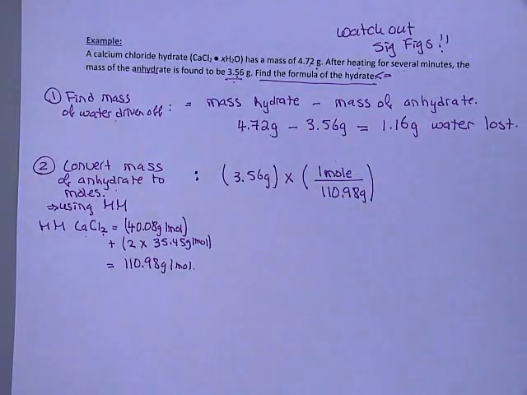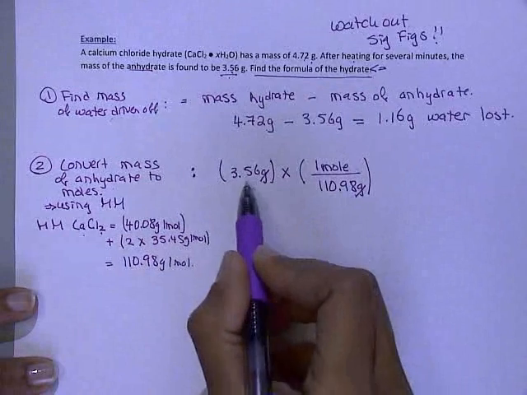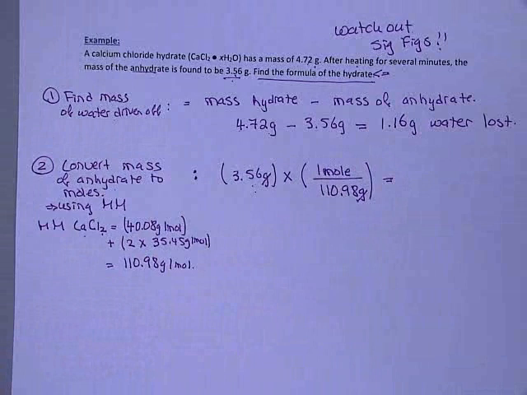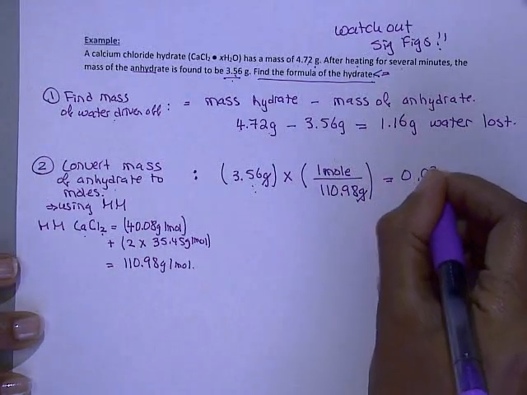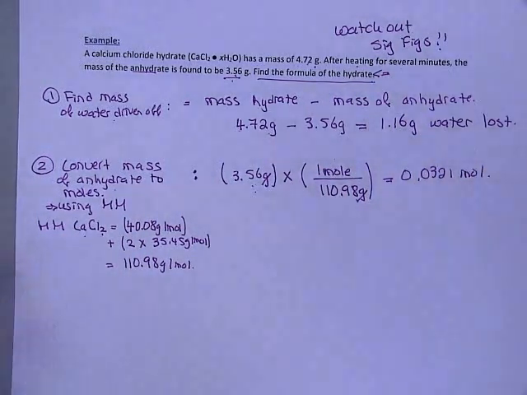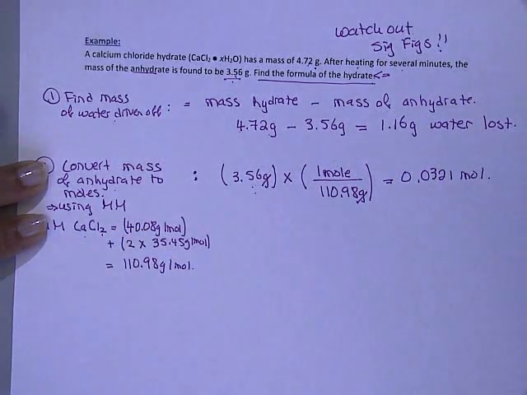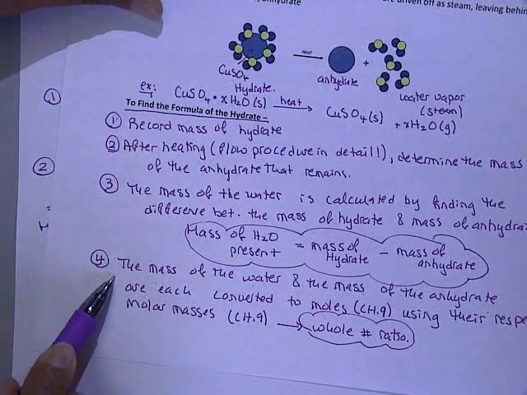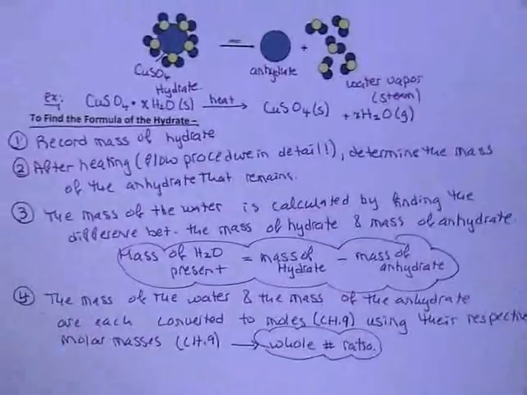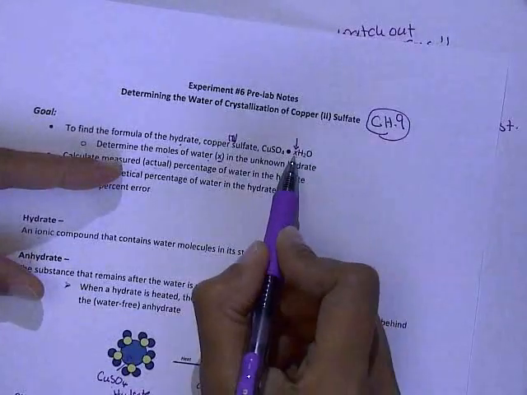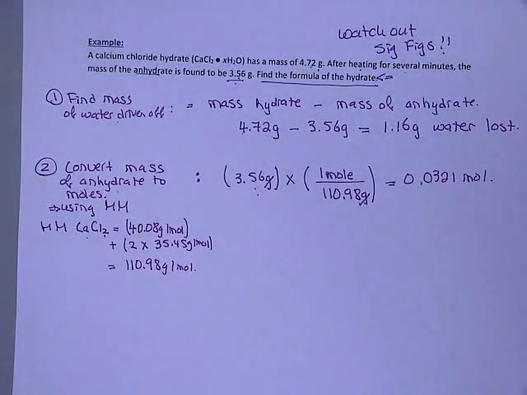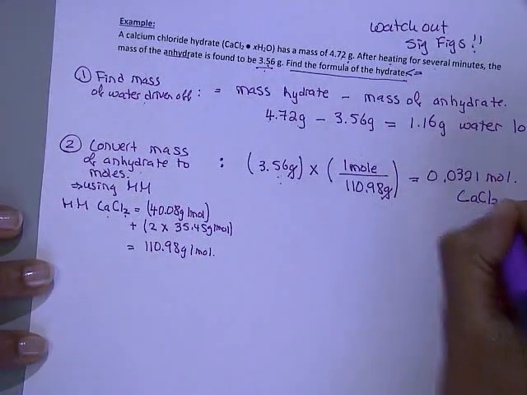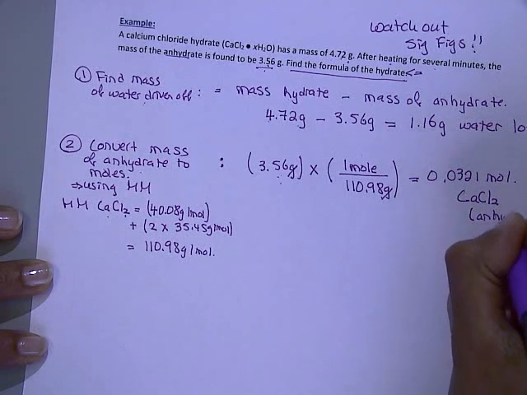So it's actually 1 over the molar mass. Your grams cancel out, so this is my given times desired over given. If you do this calculation out, it's 0.0321 moles. Why am I interested in finding this? Because if you remember from our instructions here, the last step is to find the ratio of moles of water to the moles of anhydrate, and that actually gives you the X in the formula of the hydrate. Okay, so that is my moles of CaCl2 anhydrate.